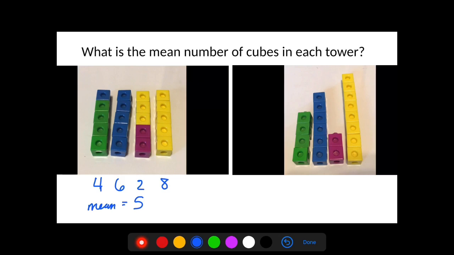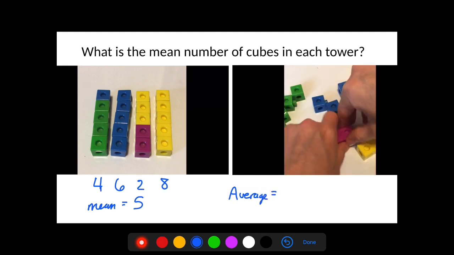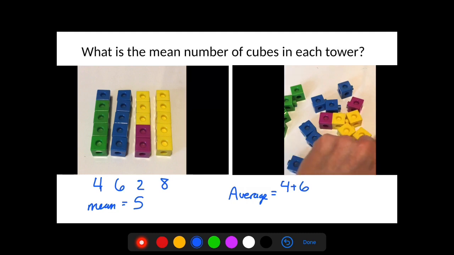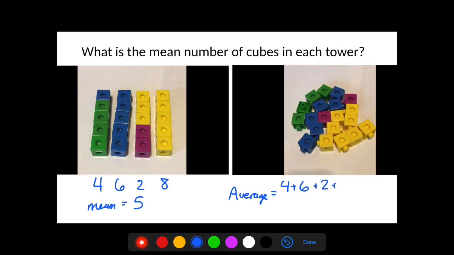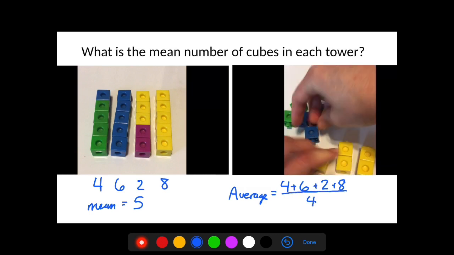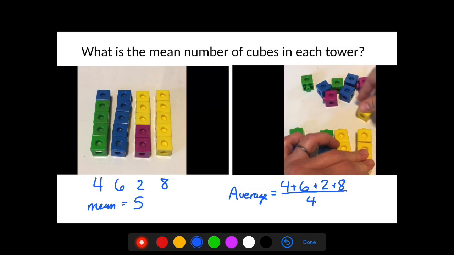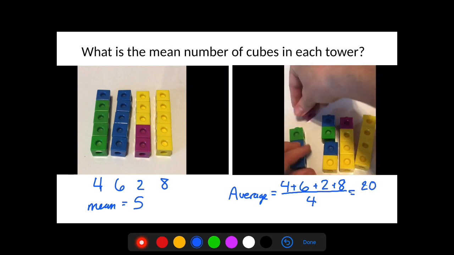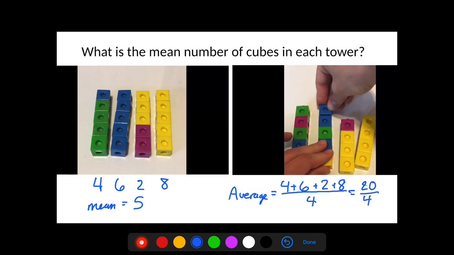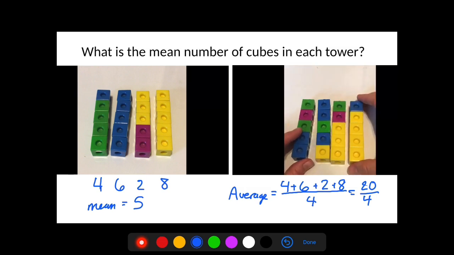We can relate this leveling out strategy to our formula as well. So many of us know the average formula where we take the sum of all the data points. In this case, that would be like taking apart all of my towers and merging them into one group. And then when I divide by the total number of data points, that's like creating 4 equal groups, or 4 equal towers. So I've merged them all into 20 blocks, and then I make 4 equal towers out of that, and I can see that I have a total of 5 cubes per tower, or an average of 5.